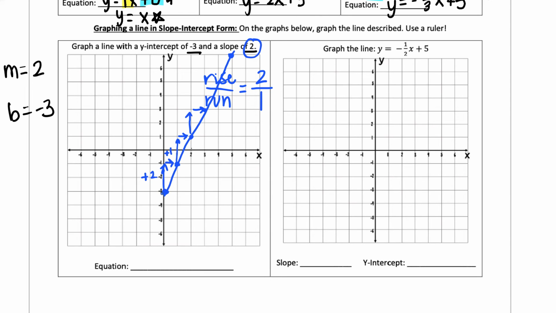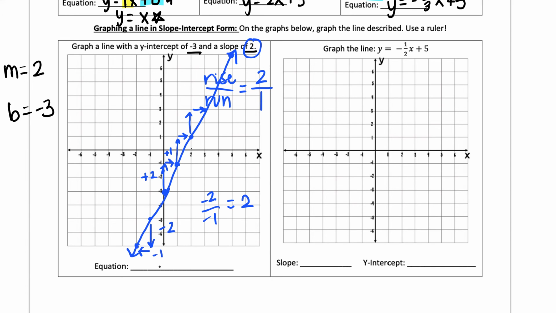But I can also go backwards. I could go down 2 and to the left 1. Down 2 and to the left 1. Because if I do a rise of negative 2 and a run of negative 1, then a negative divided by a negative gets me back to my positive slope of 2. And that's how we can finish graphing our slope onto our x and y axis.